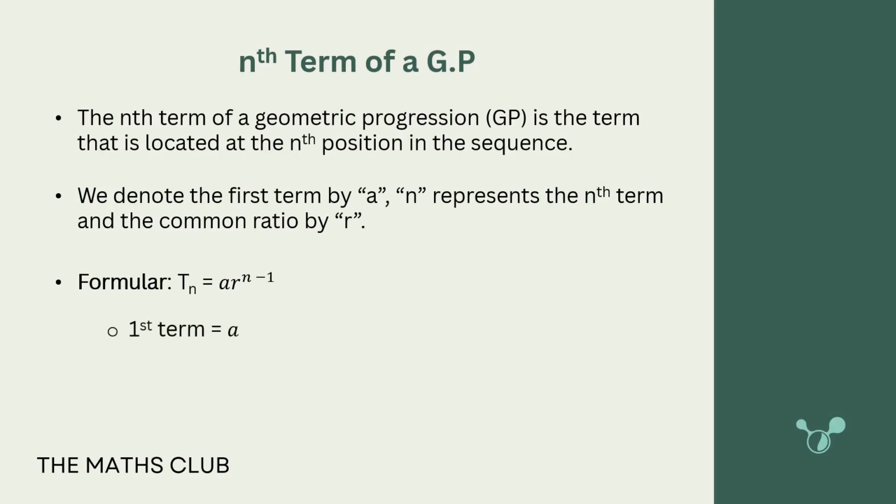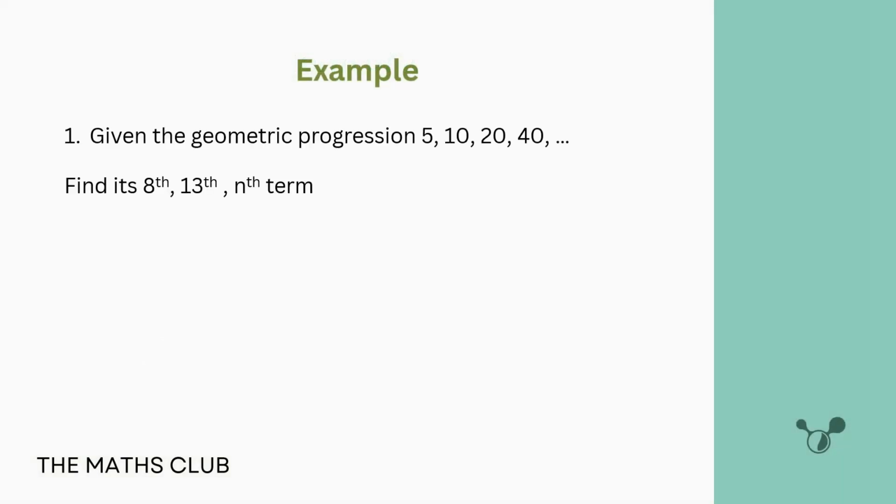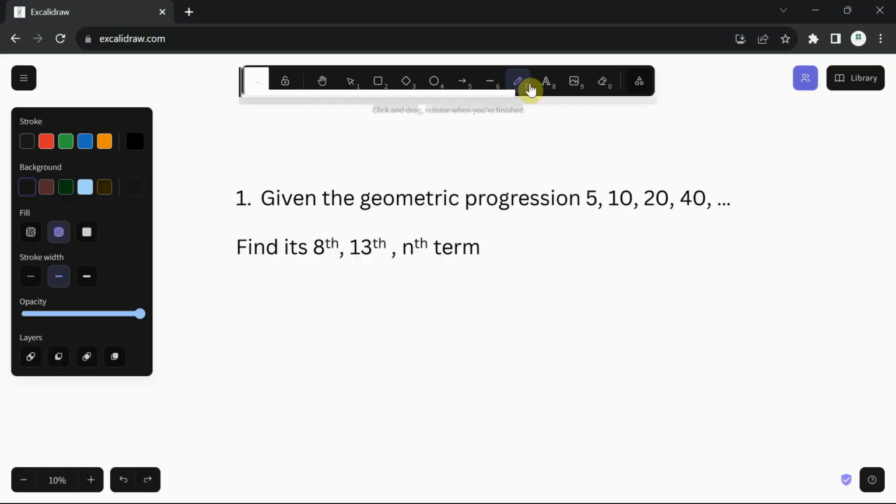Now we know that the first term is going to be a, second term is going to be ar, third term is going to be ar squared, and on like that. In this example, we're given the geometric progression 5, 10, 20, 40. We should find the 8th term, 13th term, and the nth term. Now what do we know from here? We know that a is going to be 5, right?